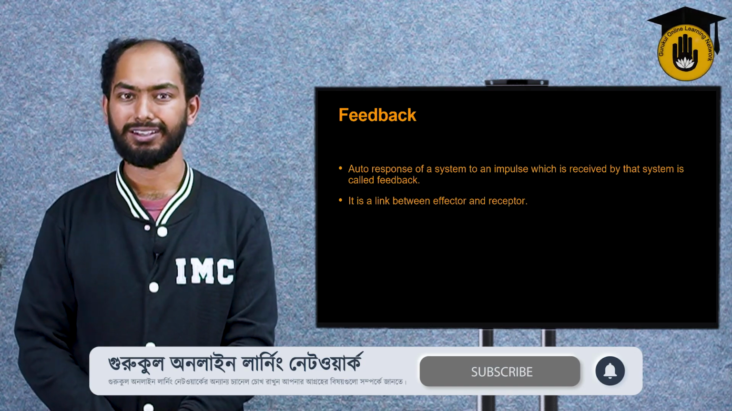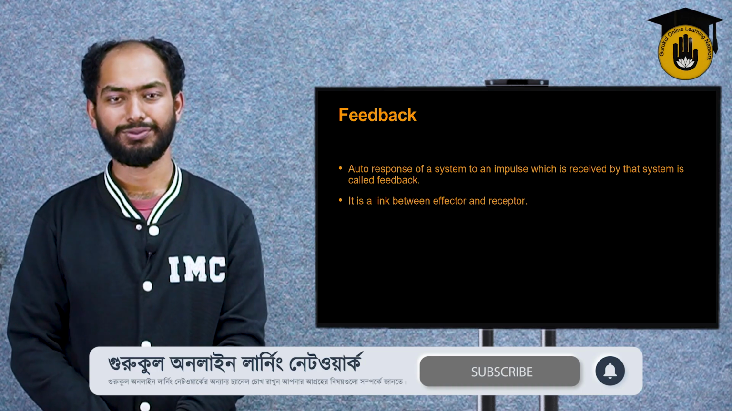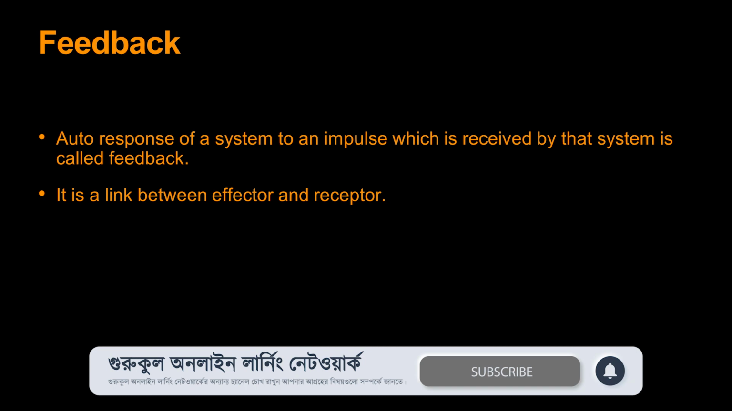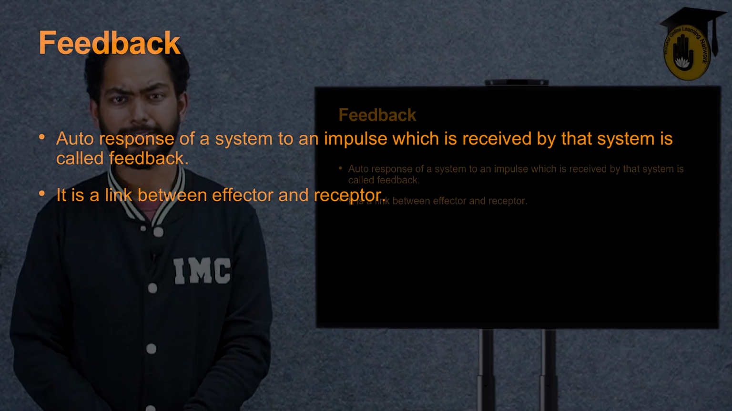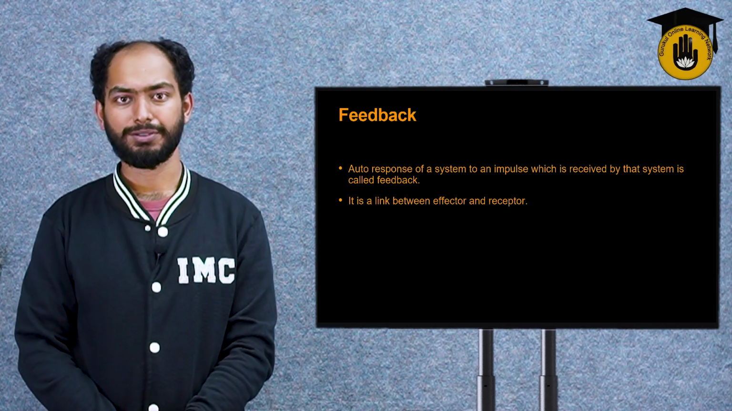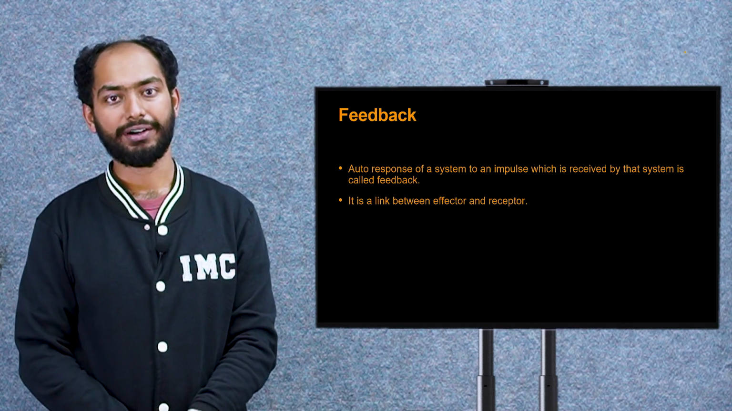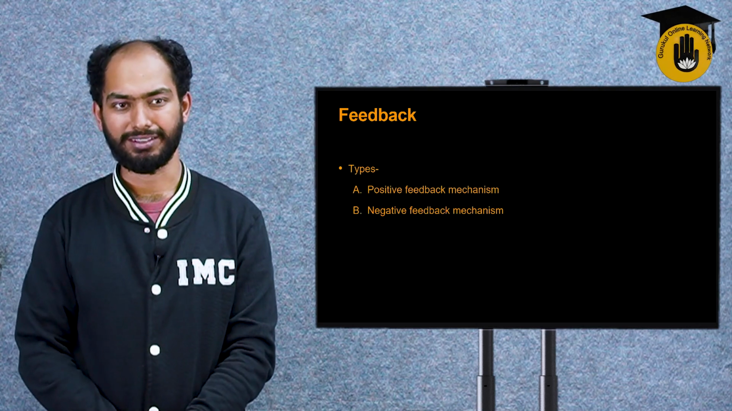And the next subtopic under homeostasis that we will read here is feedback. So what is feedback? The auto response of a system to an impulse which is received by the system is called feedback. Feedback basically consists of an effector and a receptor. So what are the effector and receptor? The receptor receives the impulse and the effector works according to the impulse.